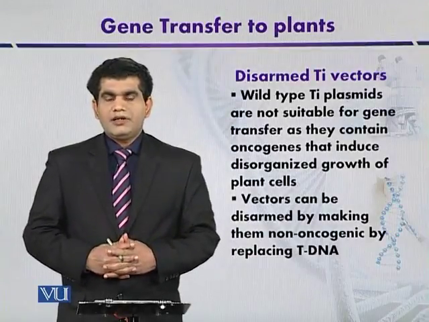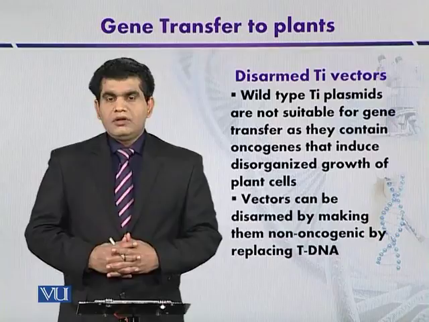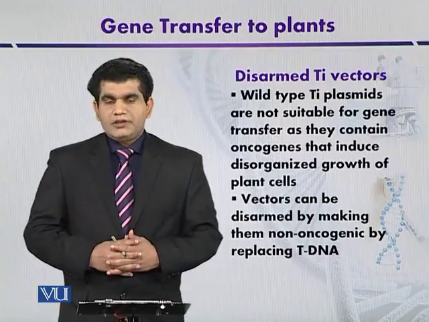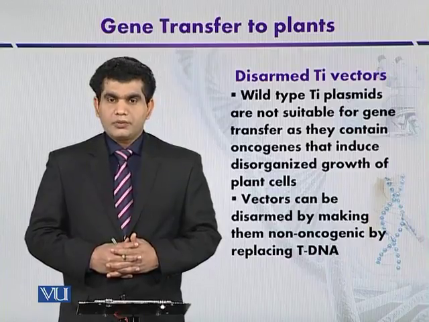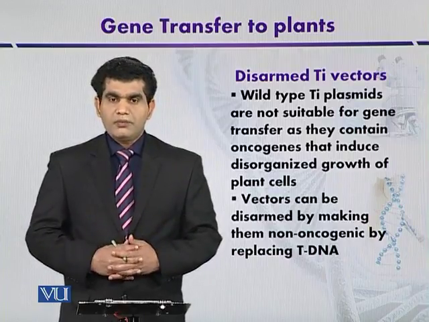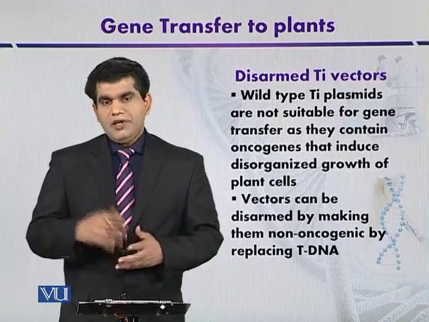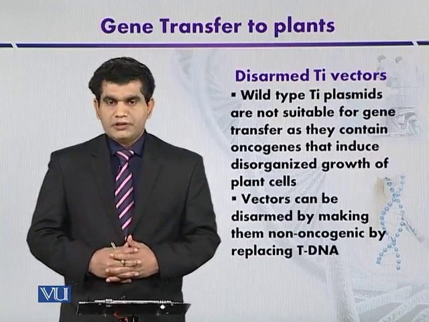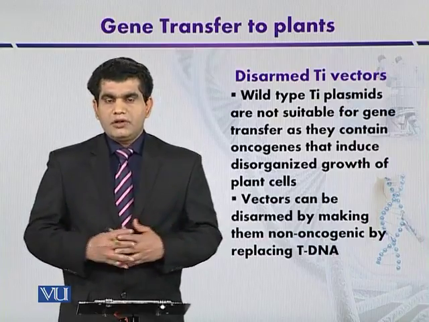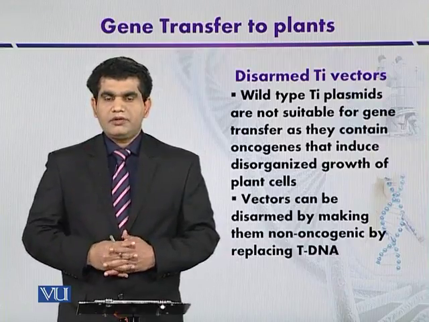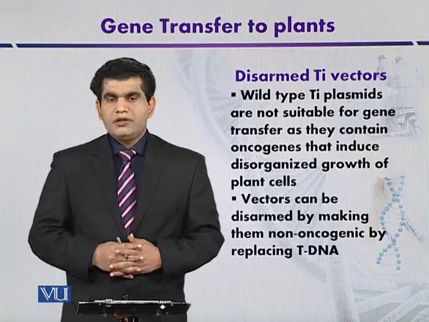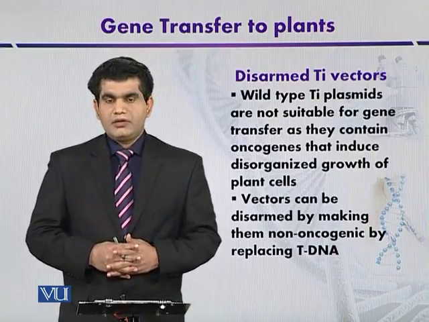Disarmed TI plasmids. We have discussed that the TI plasmid induces tumorous growth or crown gall formation mainly in dicotyledonous plants. Dicots are those plants whose seeds contain two cotyledons after germination. That's why they are called dicots.